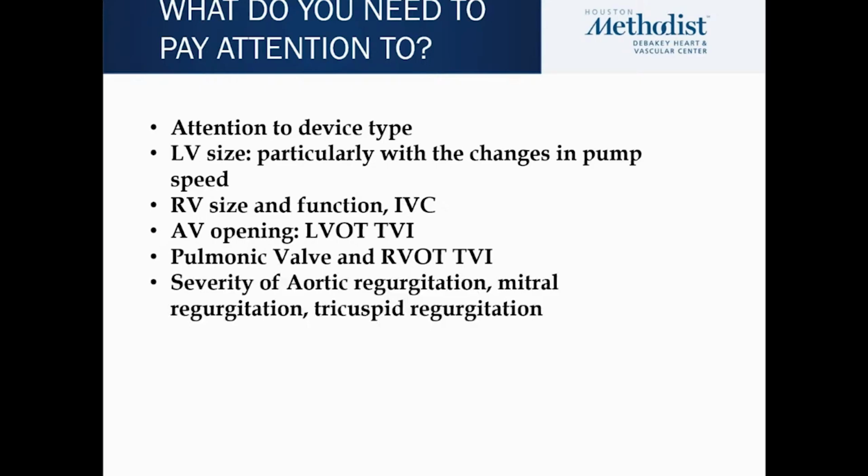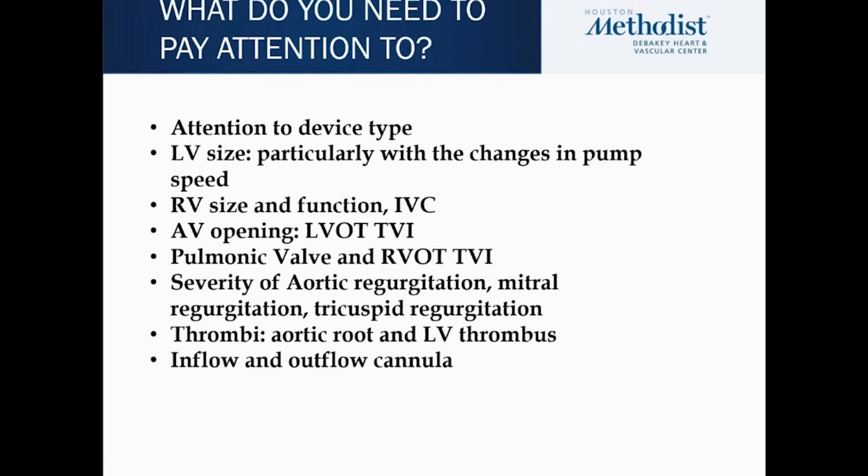Severity of aortic regurgitation, I think it's safer to say that we cannot quantify exactly if it's mild, moderate, or severe, but we can just say that there is significant aortic regurgitation. And then presence of mitral regurgitation and tricuspid regurgitation is important. And then paying close attention to the root. If there is a suspicion of a root thrombus, maybe contrast imaging can be helpful, and it is safe to do. And inflow and outflow cannula position, if there is appropriate Doppler across it, it's helpful. But to be honest, I've not seen well-aligned inflow cannulas. They're maybe 25% of the time.